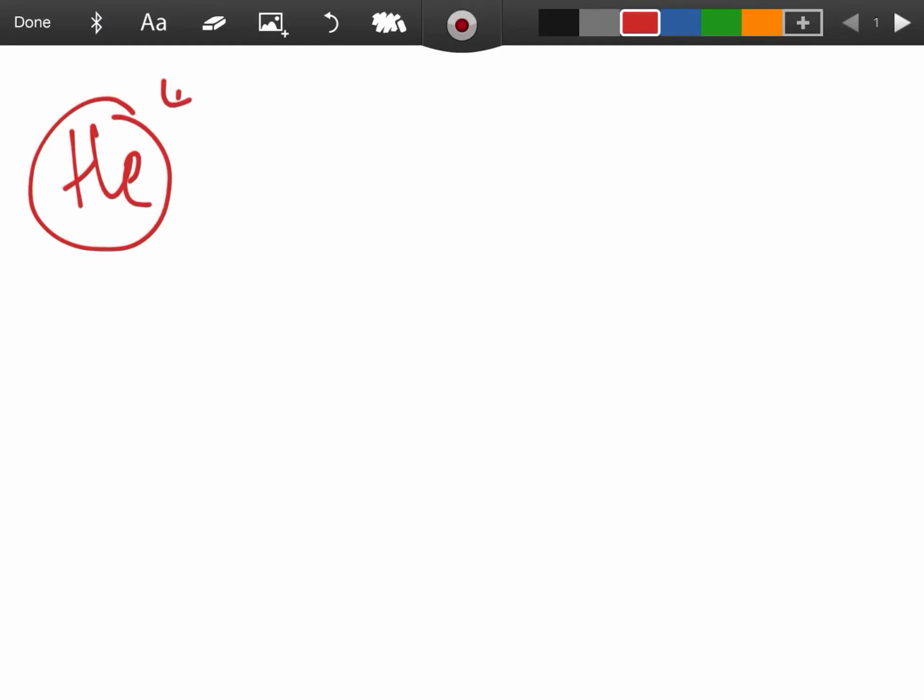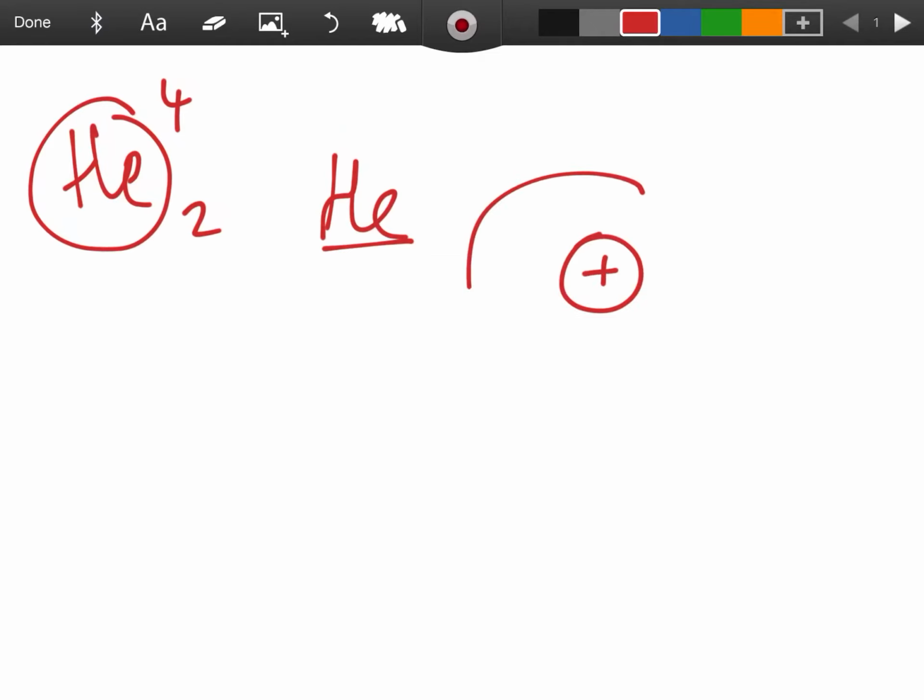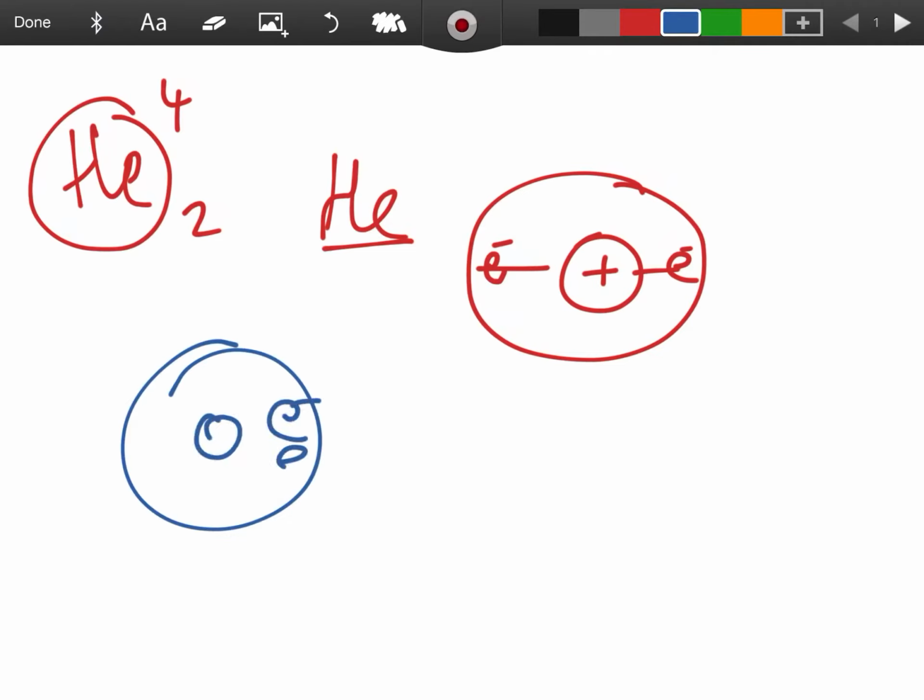Now, if we start off with van der Waals, and if we take something like helium, helium atoms 4 and 2. So if I draw a helium atom here, then in the nucleus I've got positive, and around here you've got 2 electrons. You might have an electron here, you might have an electron there. Now at the moment, when the electrons are distributed like that, exactly opposite to each other, then there's no charge, there's no region of positive or region of negative charge.